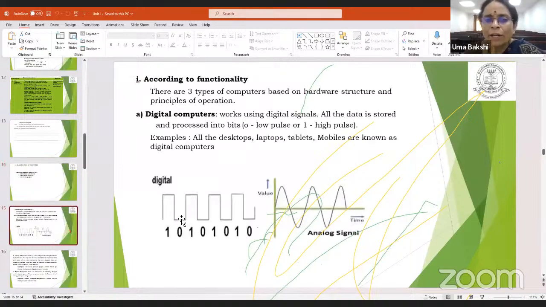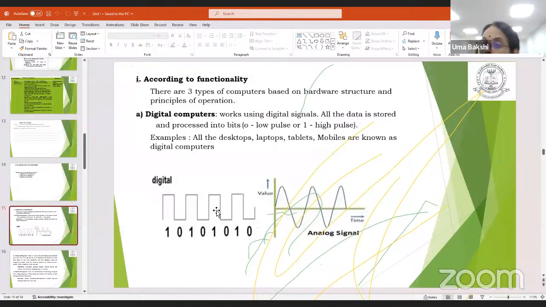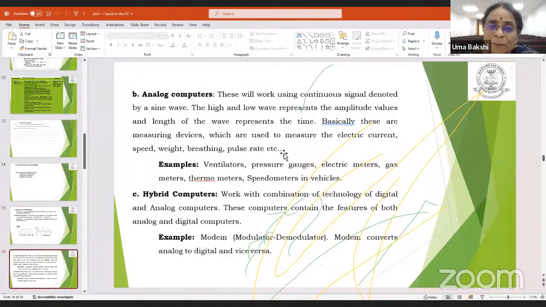According to functionality, we'll have two types of computers: digital computers and analog computers. Digital computers means which use only the binary functions, 0 1 0 1 0 0 1 1 1 0. All those things we will be learning in the next classes. And analog computers give you the signals, current signals type of things. So here the examples are desktops, laptops, tablets, mobiles. All these things are examples of digital computers.